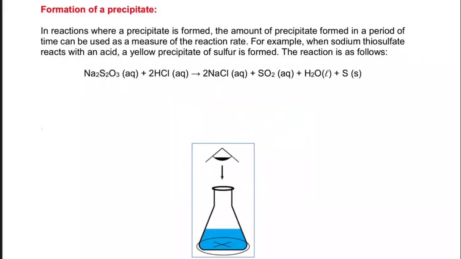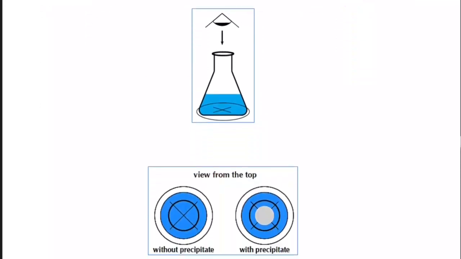And lastly, there are reactions where a precipitate is formed. In reactions where there's a precipitate, the amount of precipitate formed in a period of time can be used as a measure of the reaction rate. For example, when sodium thiosulfate reacts with an acid, a yellow precipitate of sulfur is formed, as you can clearly see in our reaction. Take a look at the setup.